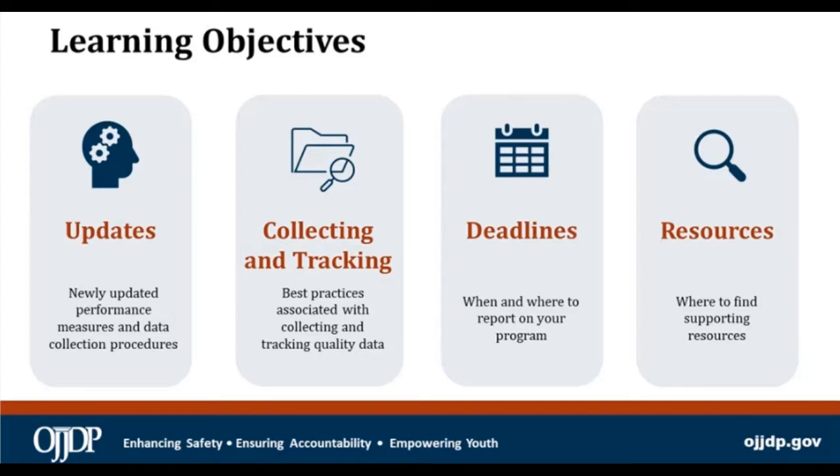Now, in the showcase sessions we conducted last April, we talked about the newly updated performance measures as outlined in your solicitation or award and located at the OJJDP.ojp.gov website. This training is being presented to you to emphasize the fact that now is the time to start planning on collecting and tracking data for the July through December 2021 reporting cycle, with the goal of reporting in January 2022 on these newly revised program measures.